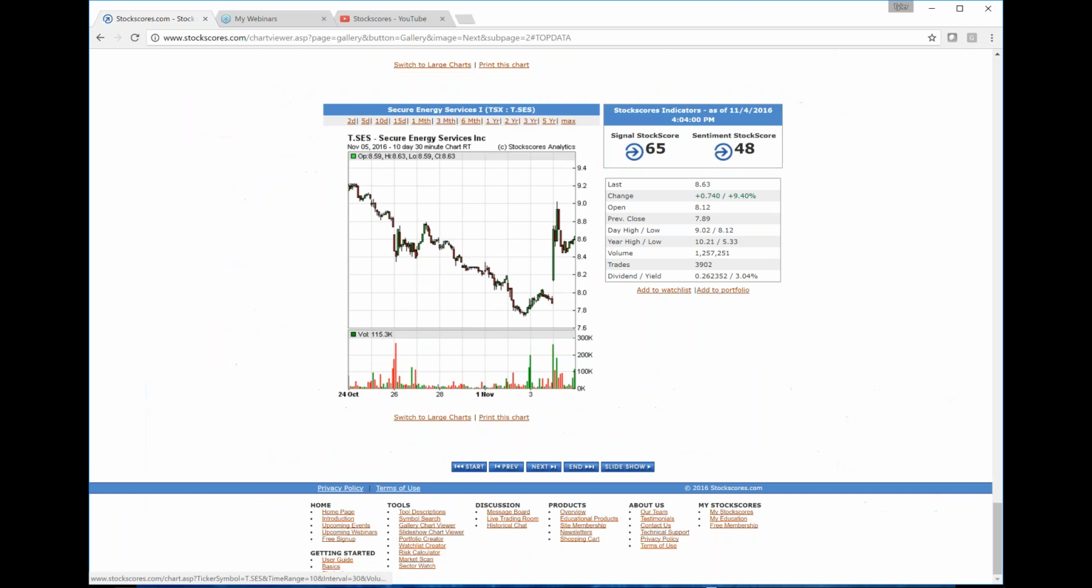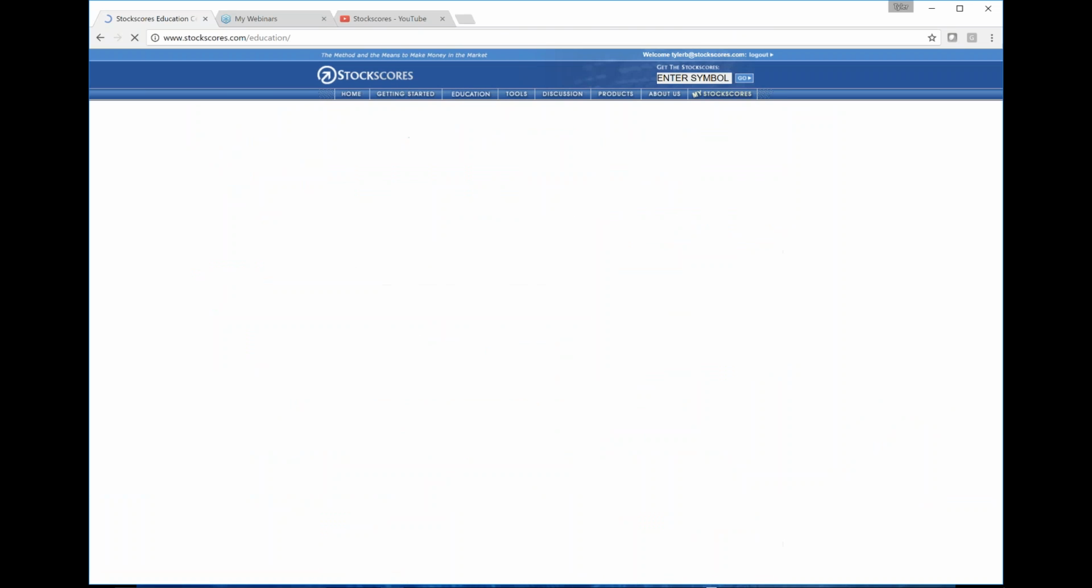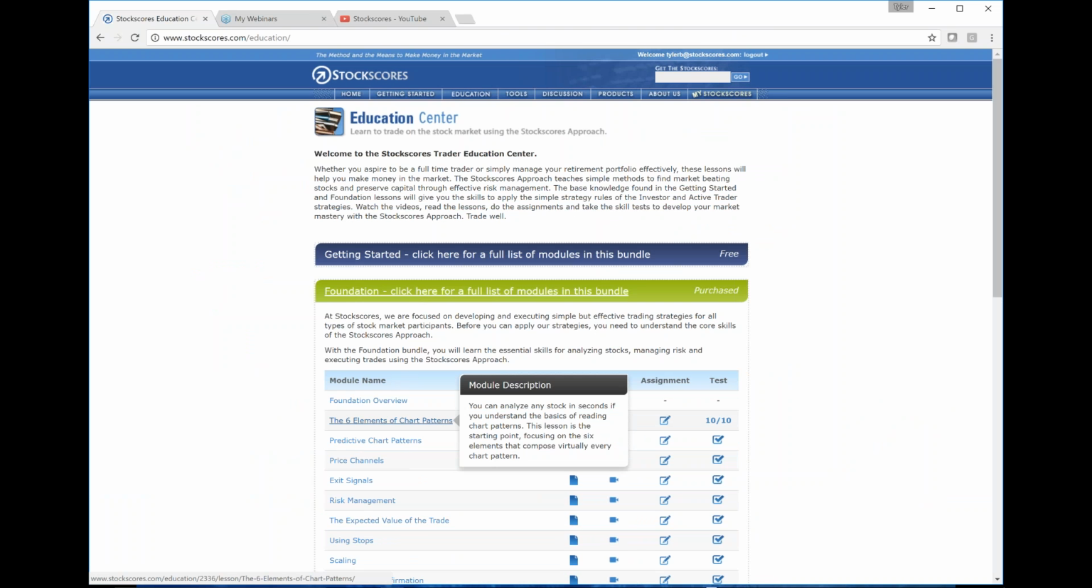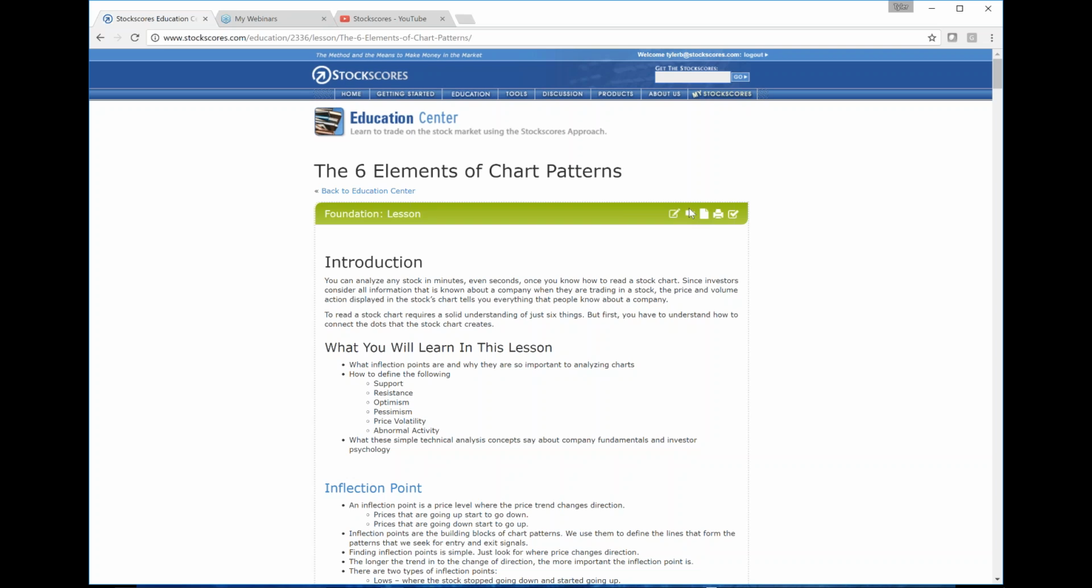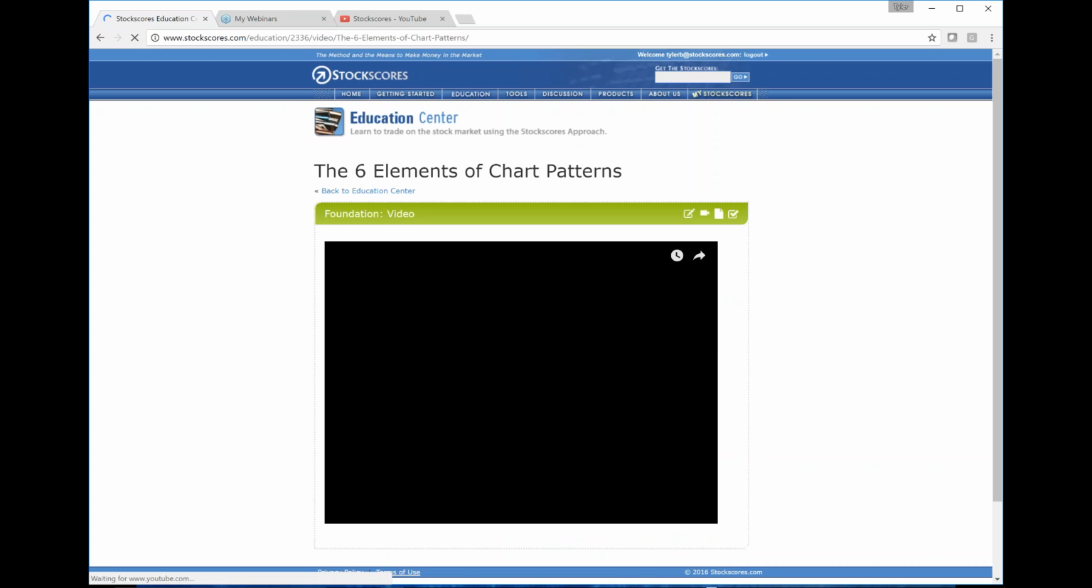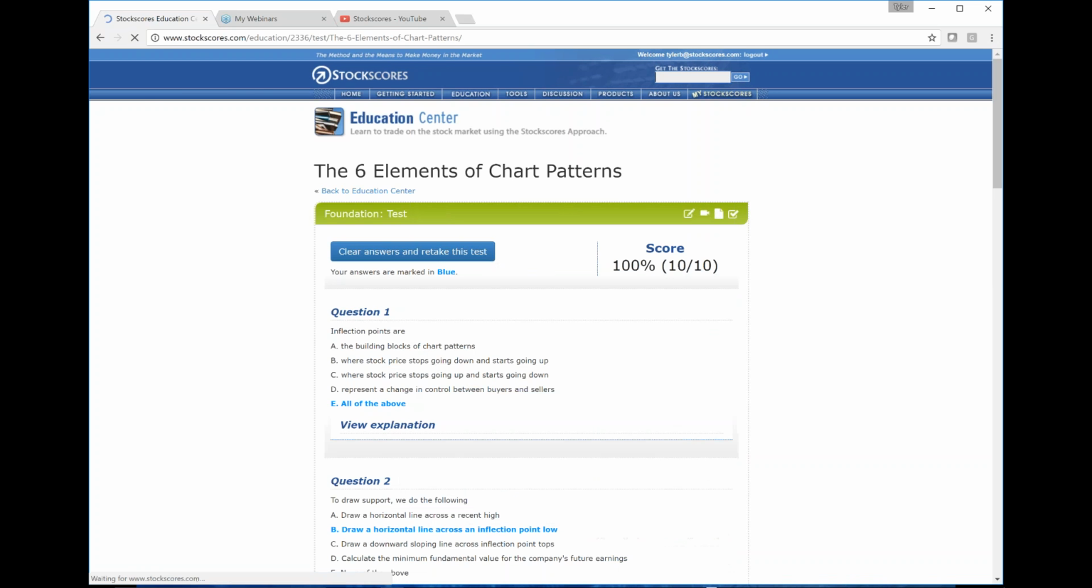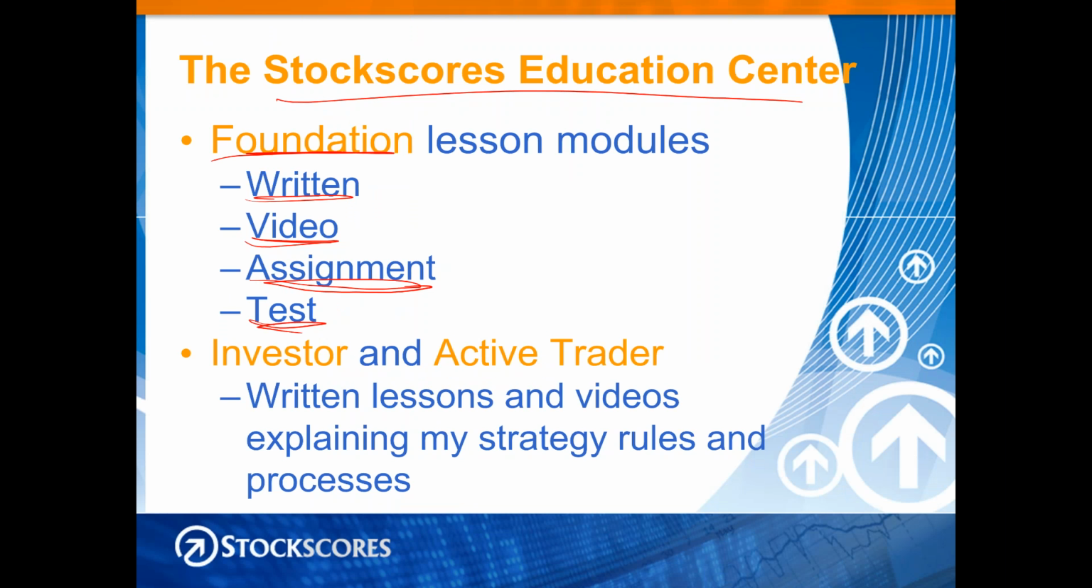So if I jump back into Stockscores and go into education, go into foundation, here is a lesson called the 6 elements of chart patterns. I can read about it. I can watch a video. I can do an assignment. And then I can take a test. Okay, so it's online learning, self-directed, very well organized, easy to follow. I've created all the material on here. It's me teaching an online class basically, but because it's recorded, you can watch it as many times as you like or need. So it's nice that way.